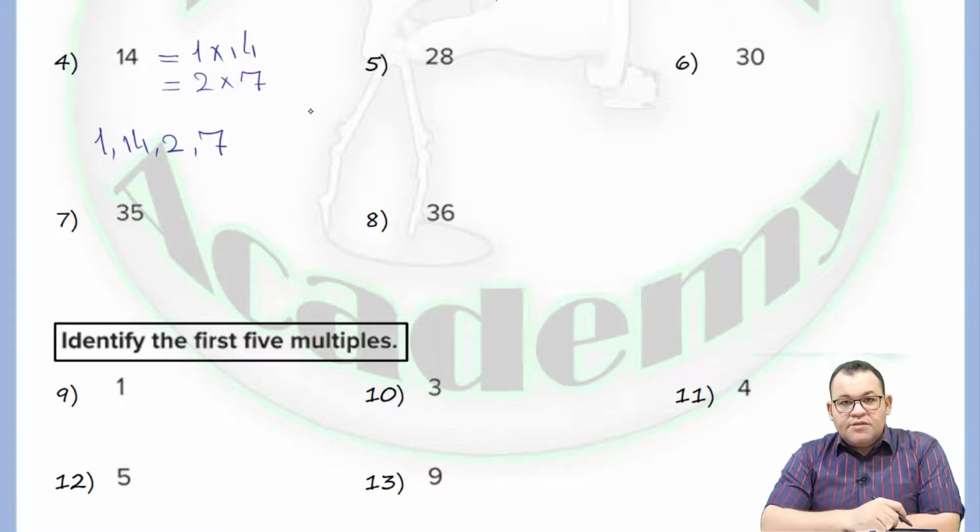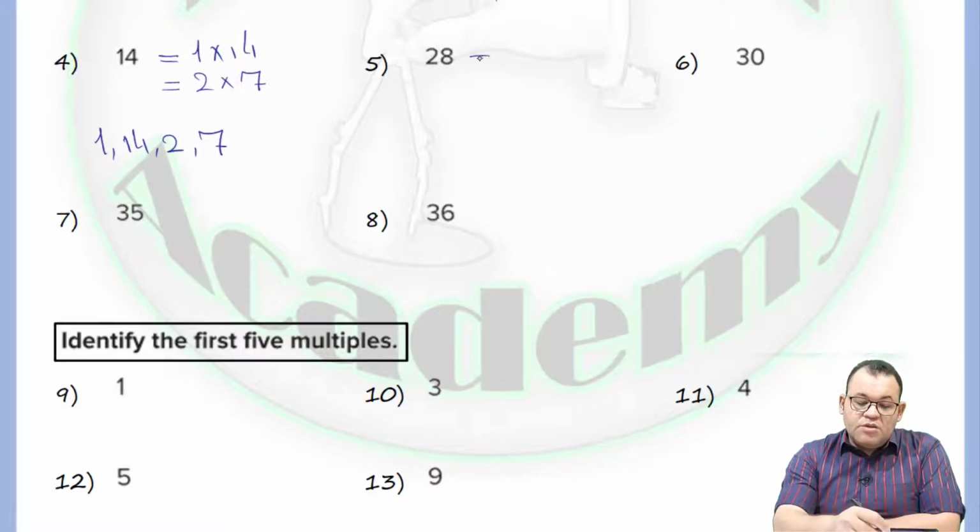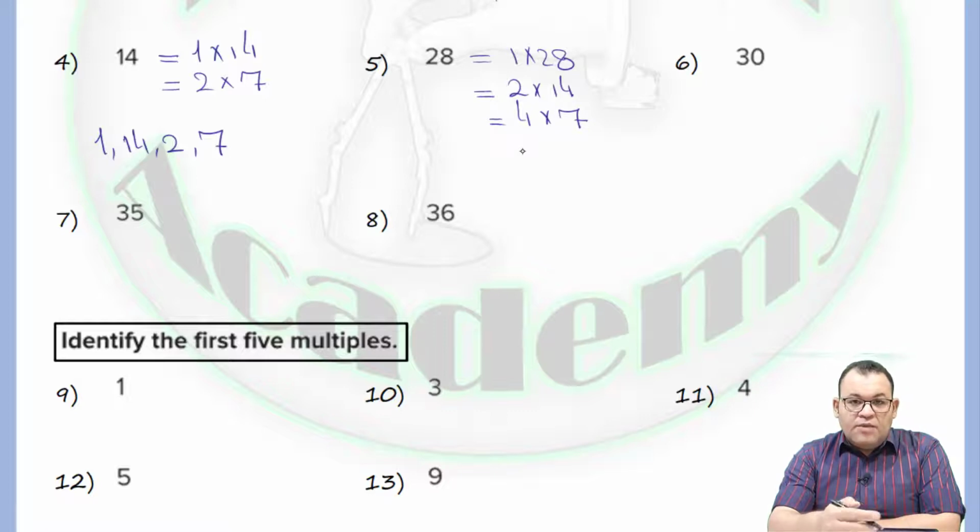Now with 28. 28 equals 1 multiplied by 28. And also it will be 2 times 14. You will find that it will be 4 times 7. There are no other two numbers. If you multiply them, the answer will equal 28. It means the factors of 28 are 1, 28, 2, 14, 4, and 7.